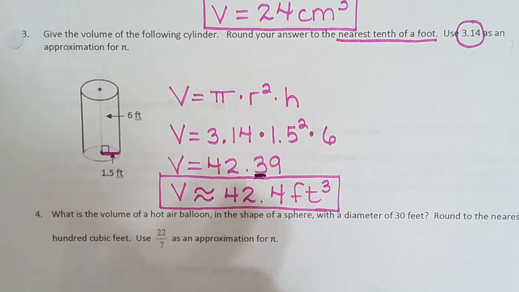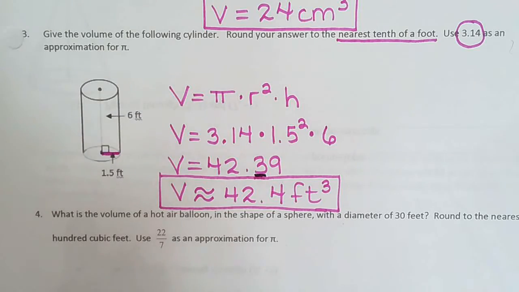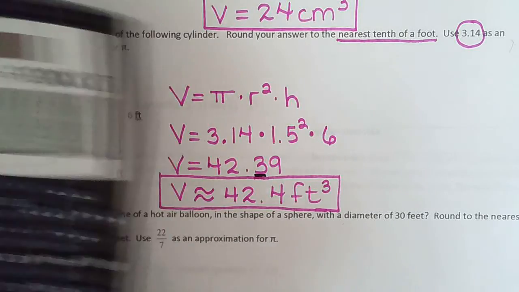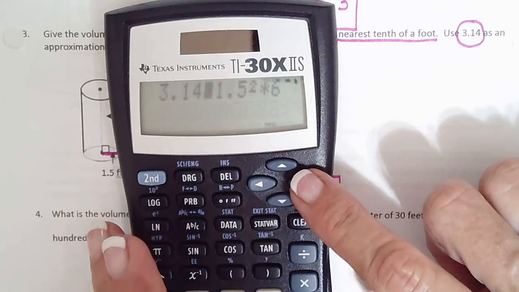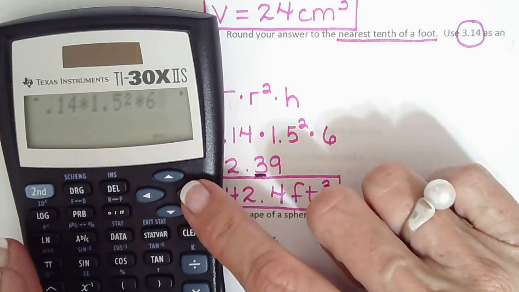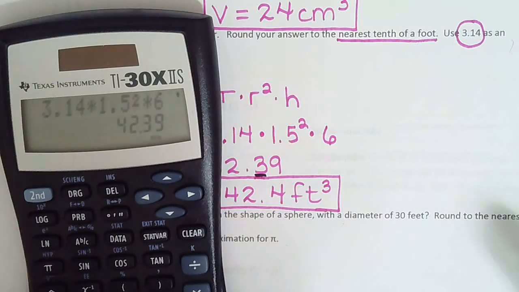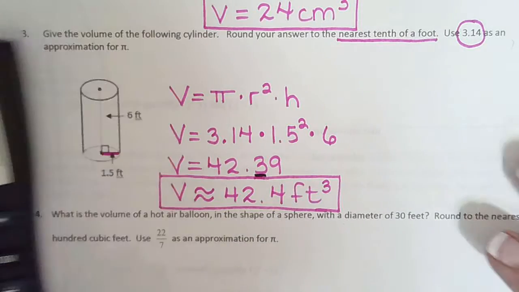And again, it's volume. All volume problems are cubic units. And we can check it on our calculator by going across the screen. 3.14 times 1.5 squared times 6 to verify that everything's good.